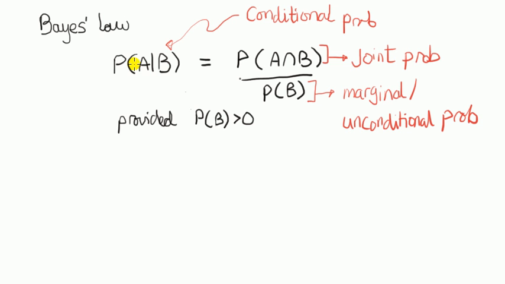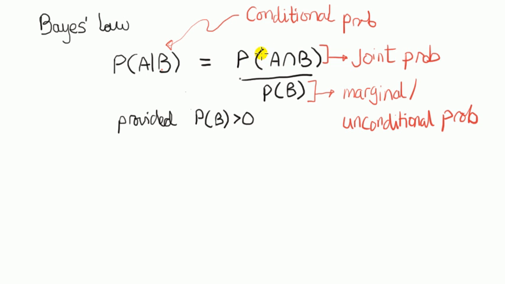Now this here is called the conditional probability. As the name suggests, it's because we're interested in one event given or conditioned on another event that has occurred. An example of that would be, what's the probability that an email is spam given that it contains the words casino and prizes?